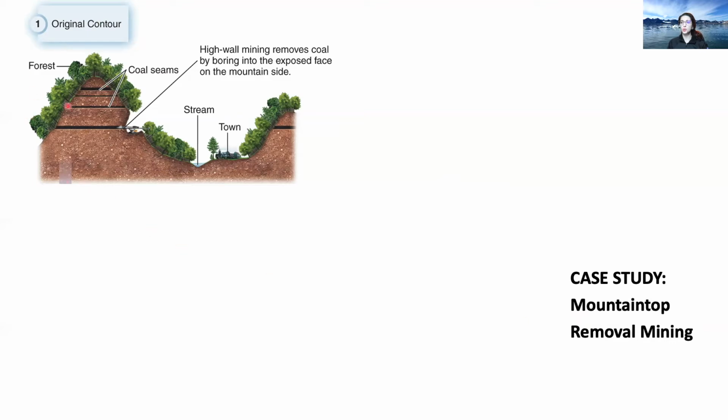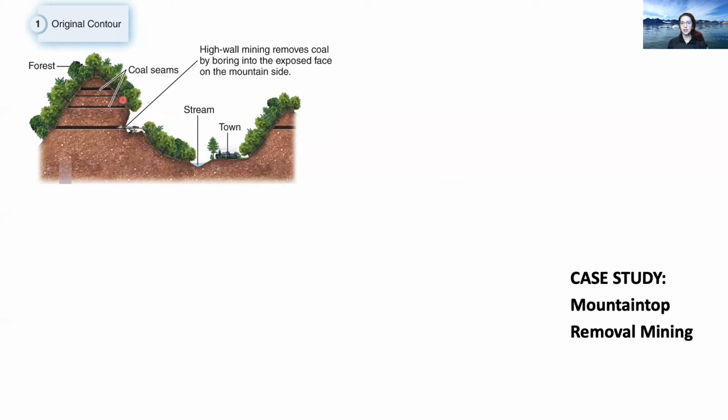Here's the original contour of the landscape. So imagine that you have a hillside or a mountainside that's just sliced so you can take a look at what's happening on the inside. Here we have a forest. And underneath that forest, we have these coal seams where there's soil interbedded with layers of coal that are, of course, desired by these mining companies. And so we have this high wall mining that removes that coal through boring measures here. And then, of course, we have streams and towns that are nested in this contour.